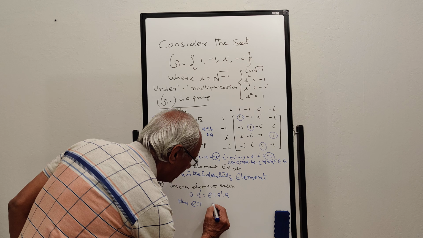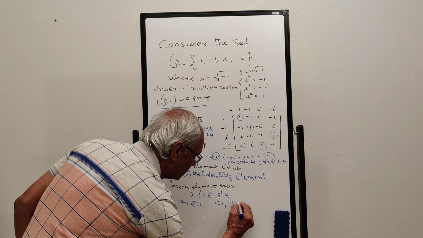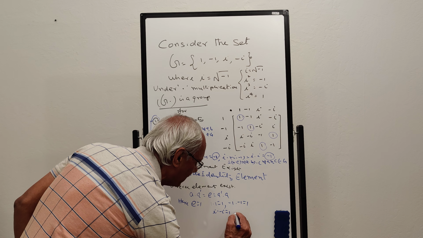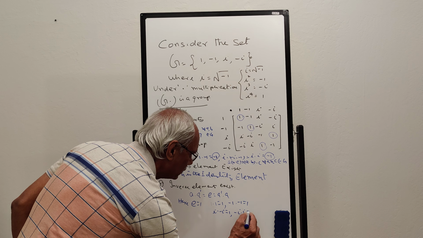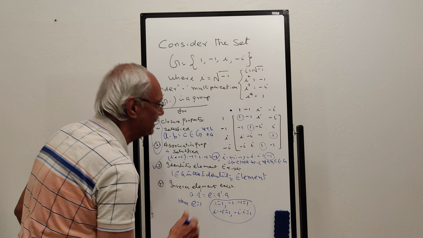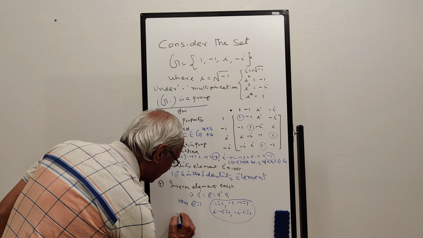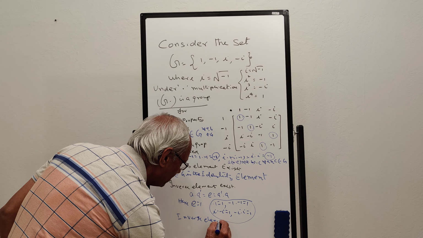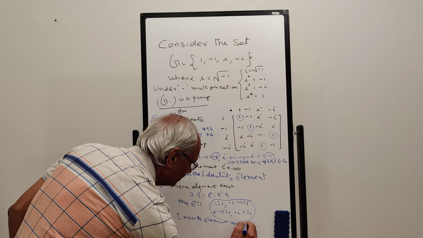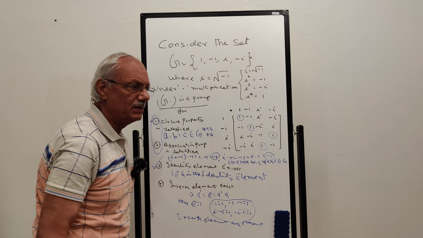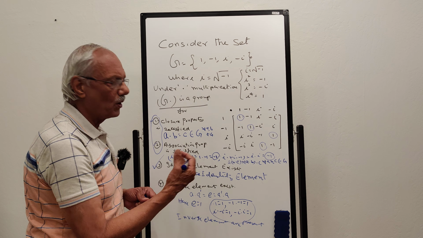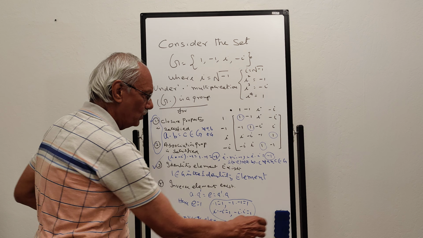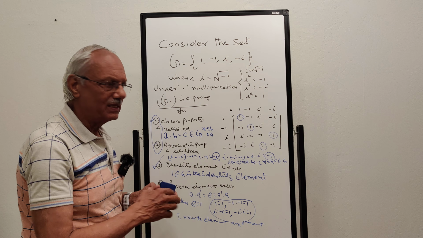That is, 1 dot 1 is equal to 1, minus 1 dot minus 1 is equal to 1, I dot minus I is equal to 1, minus I dot I is equal to 1. So this tells us that the inverse elements are present. Inverse elements are present, and therefore, since the four properties are satisfied, this (G, ·) has become a group. So I have proved that this is a group.